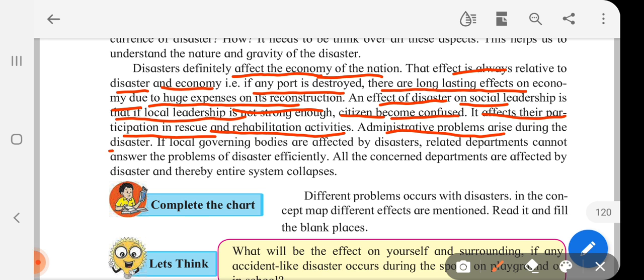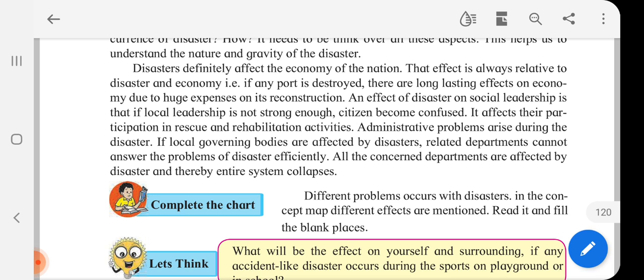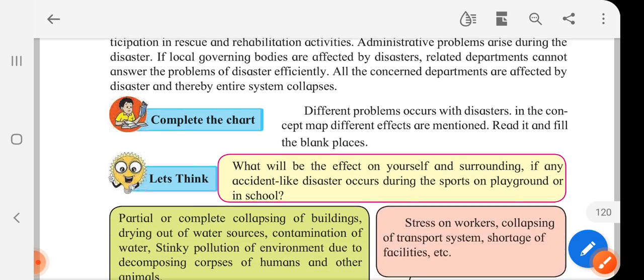Administrative problems arise during the disaster. If local governing bodies are affected by disasters, related departments cannot answer the problems of disaster efficiently. All the concerned departments are affected by disaster and thereby the entire system collapses. So these are the effects of disaster. If the management of the local body cannot work efficiently, then the people get confused about their leadership. So these are the effects of disaster.